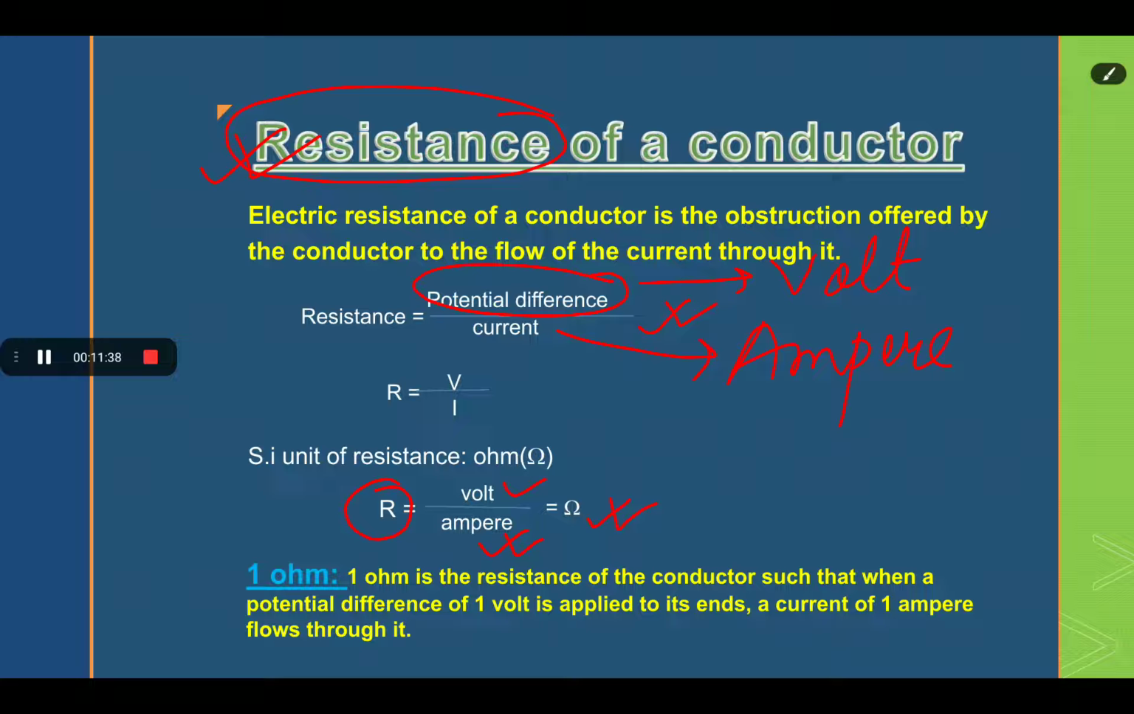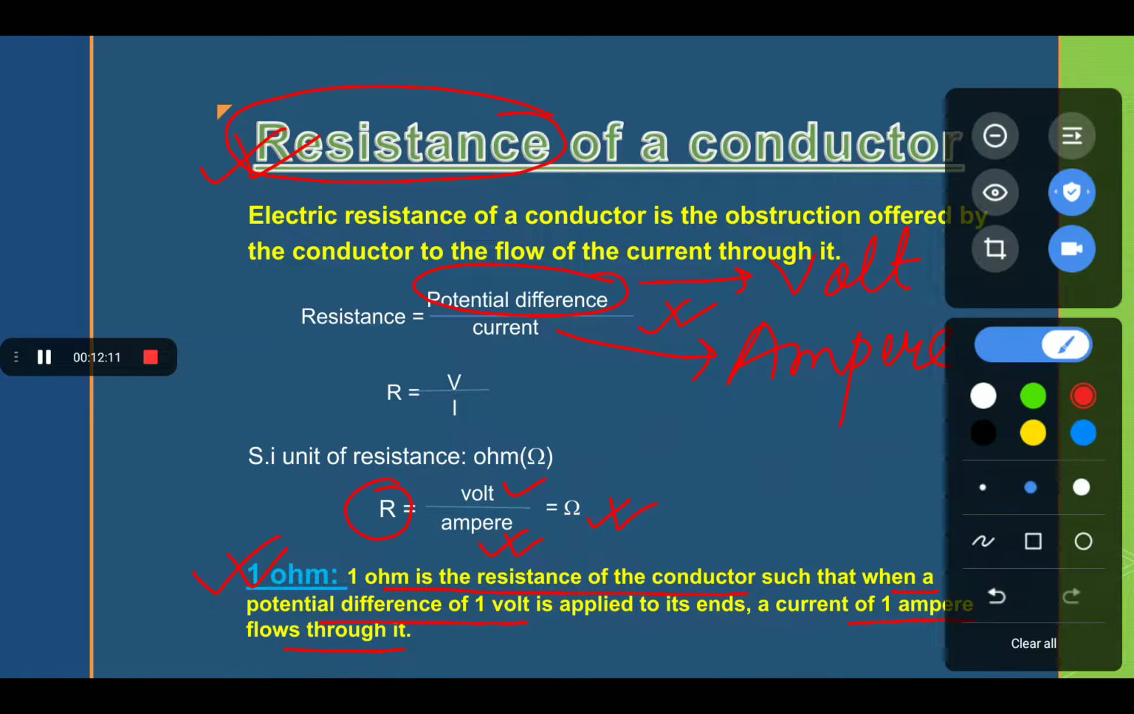Now, we have to define 1 ohm. Simply, 1 ohm is the resistance of a conductor when a potential difference of 1 volt is applied across the two ends of the conductor and a current of 1 ampere flows through it. Simple. When the potential difference is 1 volt and the current flowing through it is 1 ampere, then its resistance is 1 ohm. So, this is the definition of 1 ohm.